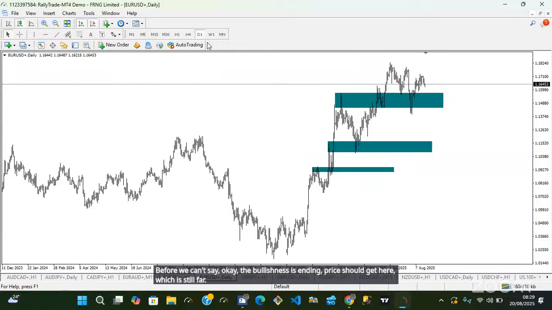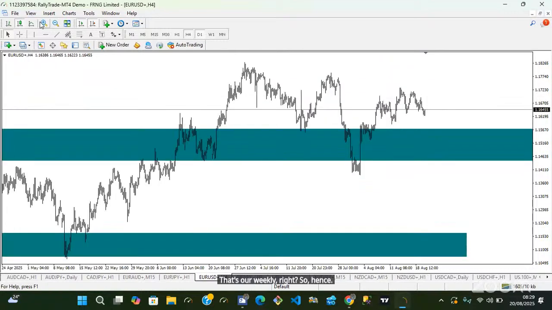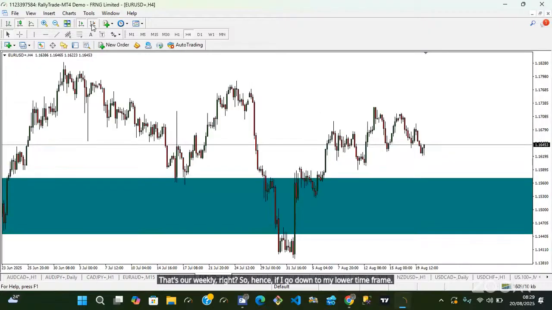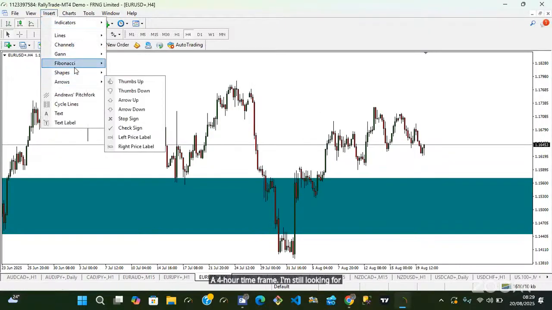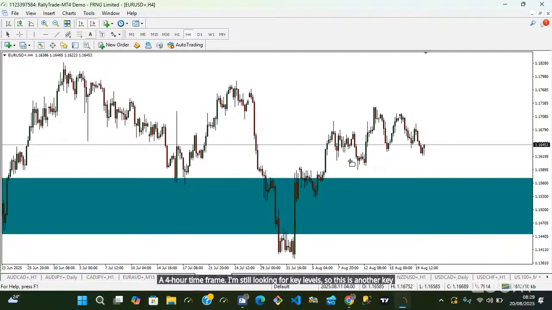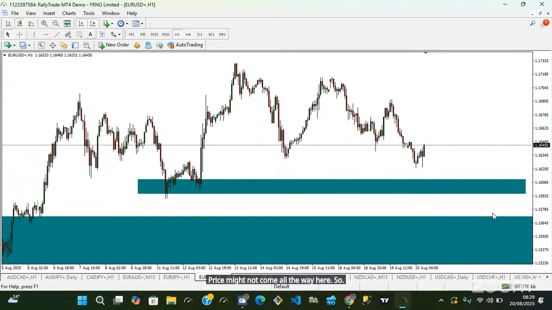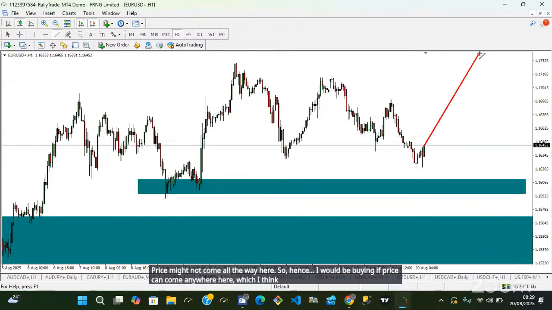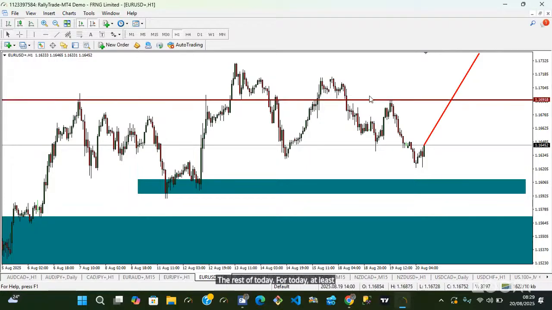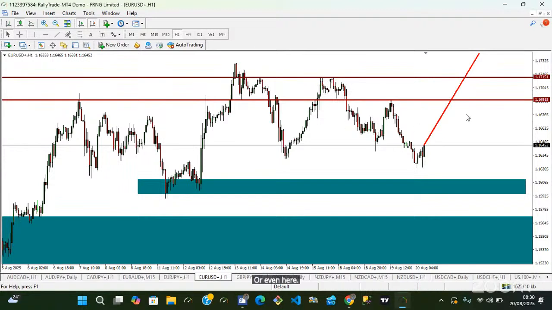That's our weekly, right? So if I go back to my lower time frame, my 4-hour time frame, I'm still looking for key levels. So this is another key level for my 4 hours. Price might not come all the way here. So I would be buying if price can come anywhere here, which I think price is still close. So I expect price to be bullish for the rest of today. For today, at least, price can get either here or even here. I expect Euro USD to be bullish for today, right?